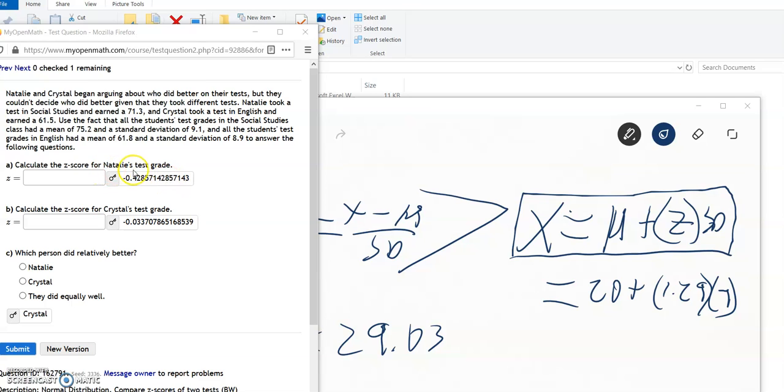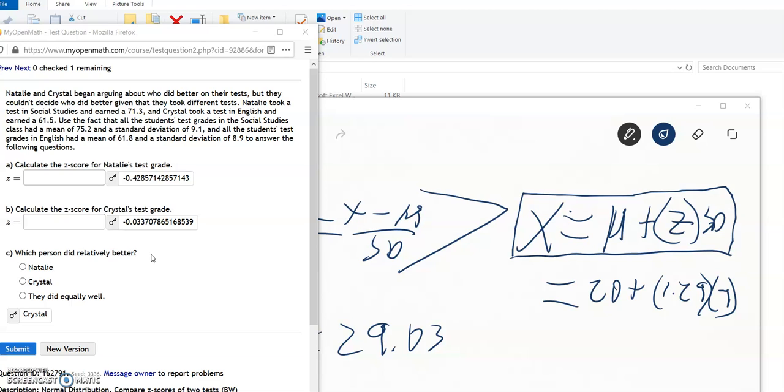You do the z-score for Natalie and the z-score for Crystal. Regardless of the test grade itself, the answer is who has the higher z-score. The higher z-score did relatively better than the rest of their classmates, okay? So they're not asking you who did better, because that would be easy.